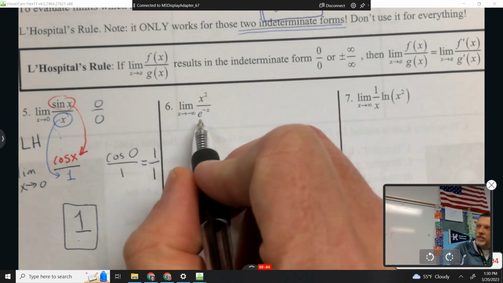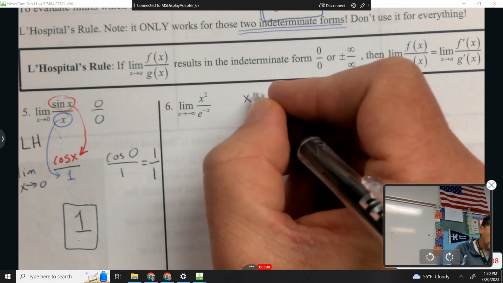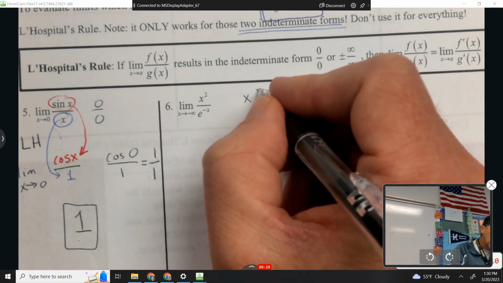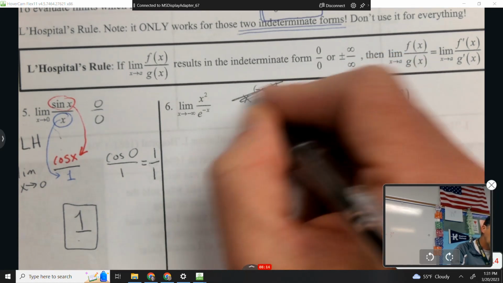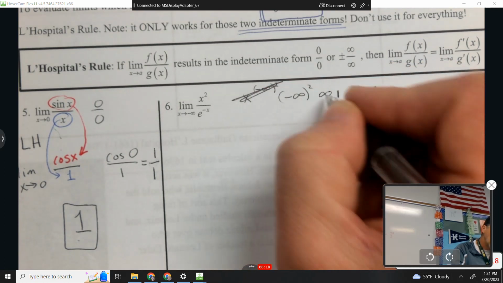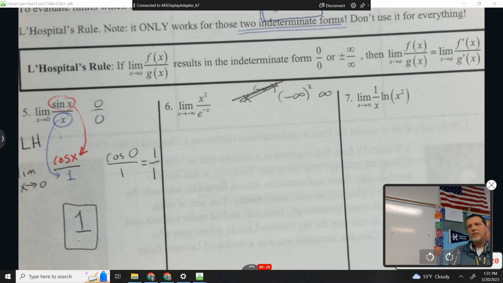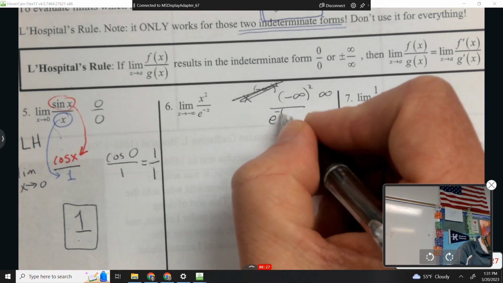Number 6. Always, first go on limits is plug them in and see what happens. Limit as x approaches negative infinity of x squared over e to the negative x. Negative infinity squared would be positive infinity, like a bigger infinity, but still infinity, over e to the negative infinity.